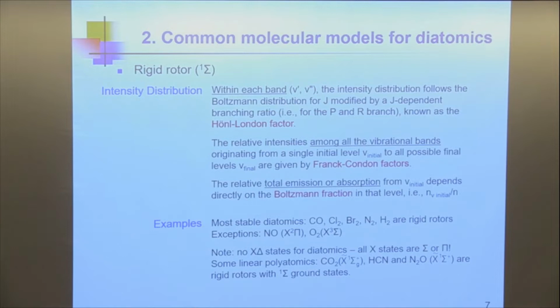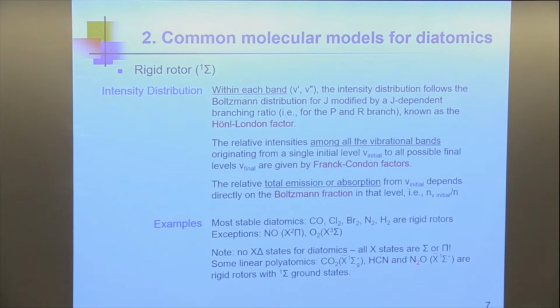So for the rigid rotor, we don't really have to worry about the electrons. It doesn't complicate the spectrum. And they're mostly either sigma or pi. So even though there's a lot of apparent possibilities, there's only a few real possibilities.